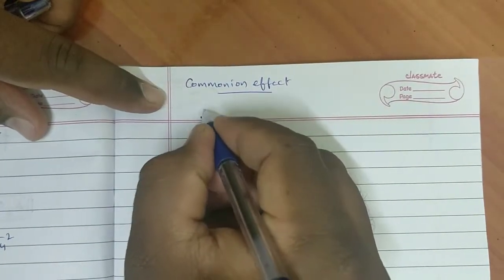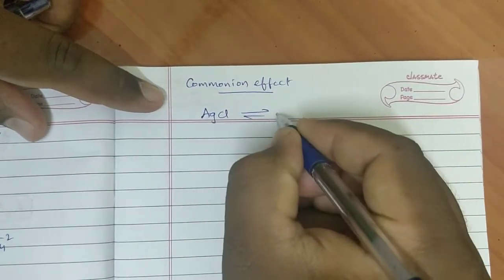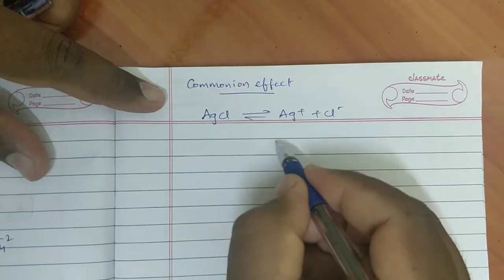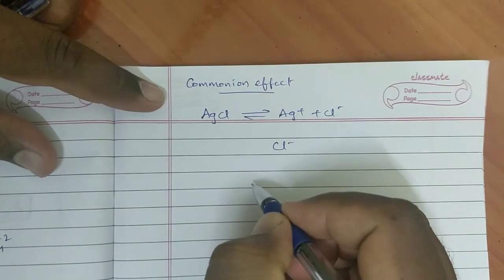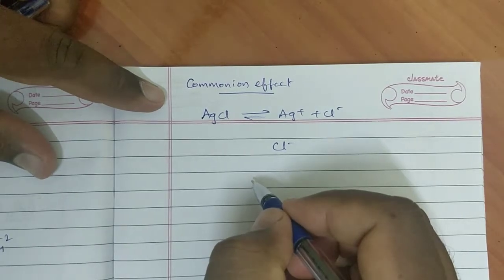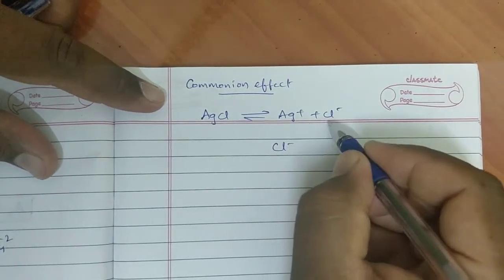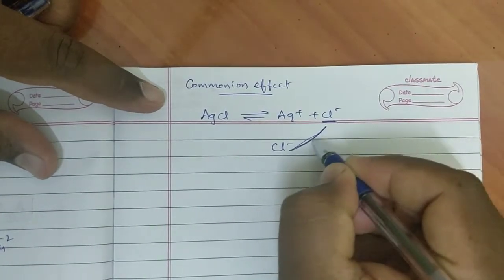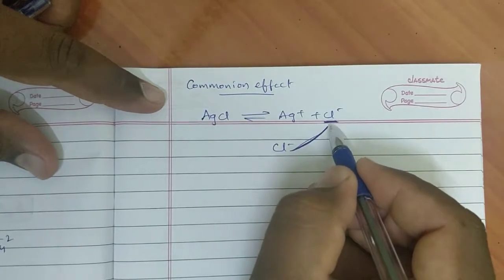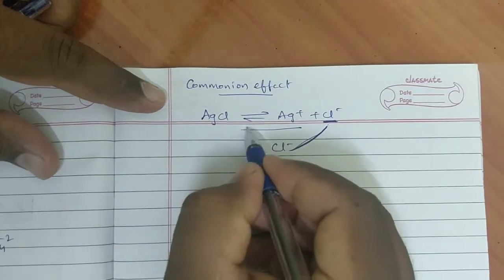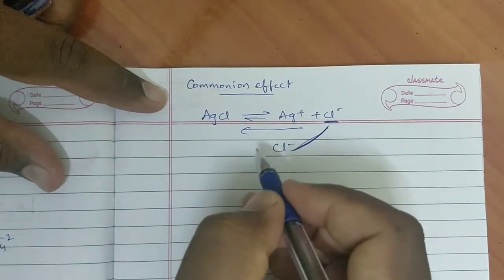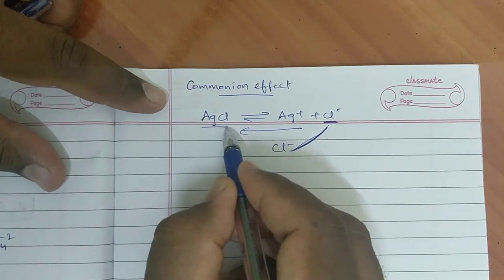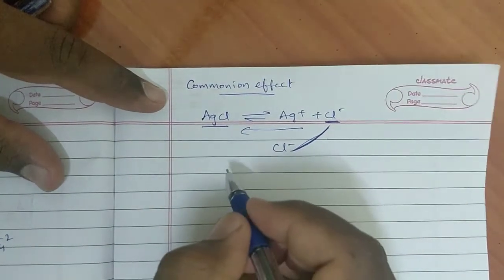Let us consider AgCl, which undergoes dissociation to form Ag^+ and Cl^- ions. For this solution, I added Cl^- from outside. Cl^- ions are already present in the liquid, and we added more Cl^-. Concentration of Cl^- increases. When concentration of Cl^- increases, according to Le Chatelier's principle, the backward reaction is dominating. Then precipitation of AgCl happens. This is simple. This is called common ion effect.